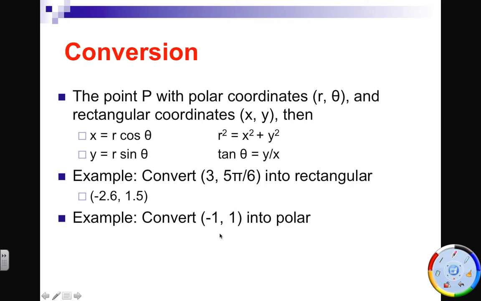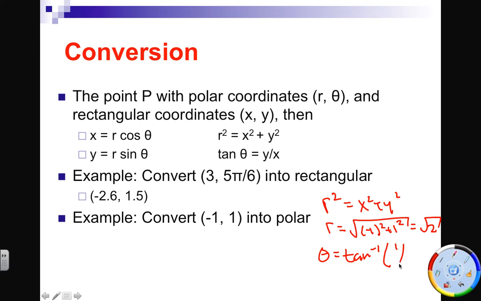So we can also convert the point (-1, 1) into polar mode by just going the opposite direction. I know that r squared is equal to x squared plus y squared. So I want r is the square root of (-1) squared plus 1 squared, which is radical 2. And I need to know theta. Well, I know theta is tan inverse of 1 over negative 1. Here you just have to pay attention. Tan inverse of negative 1 is going to give you on your calculator negative 45 degrees.